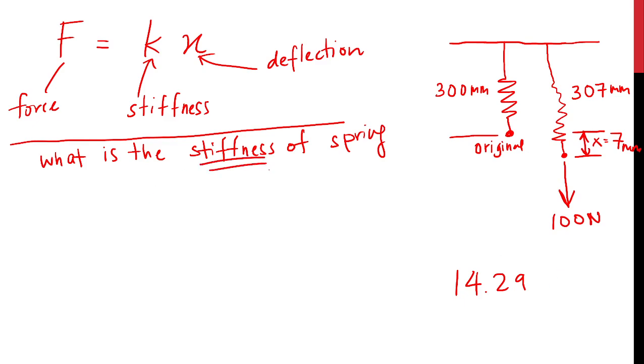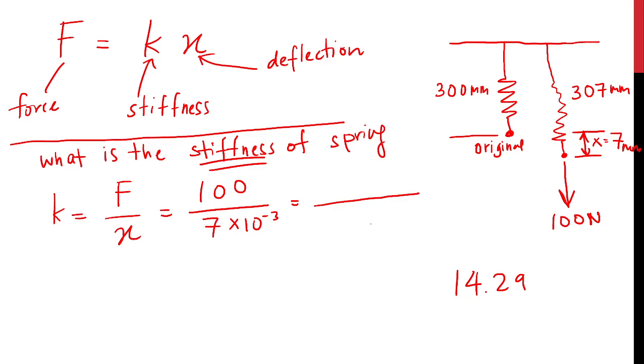Okay, so we want to find the stiffness. Stiffness is K. So rearrange the formula. K will be equal to F divided by X. F is how much? 100. X is the deflection, so 7 mm, 7 times 10 to the power of negative 3. Press the calculator. 100 divided by 7 exponent negative 3. Correct. You got 14.29 kilonewton per meter. So this is the stiffness of the spring.